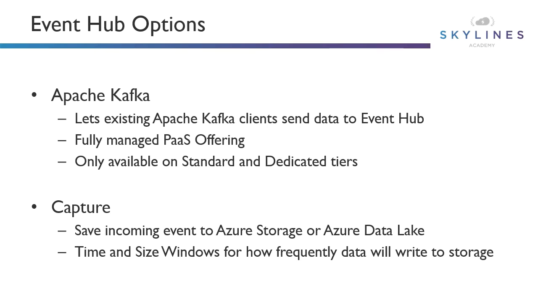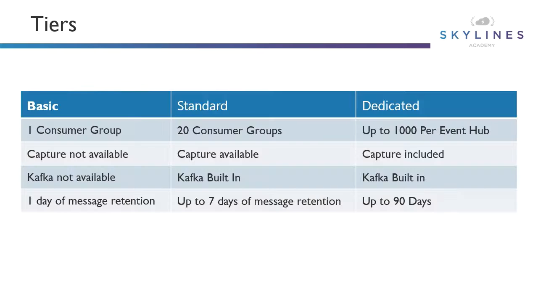When you define the capture settings, you also define a time window or size window. The time window is between 1 and 15 minutes, and the size window can range from 10 to 500 megabytes. Essentially, this is saying whichever value is reached first is when the Event Hub will take that data and write it to the storage. Looking at the various tiers for Event Hub, we have 3 options.